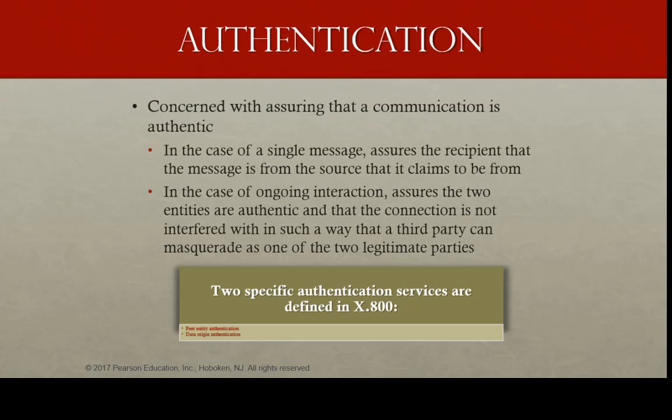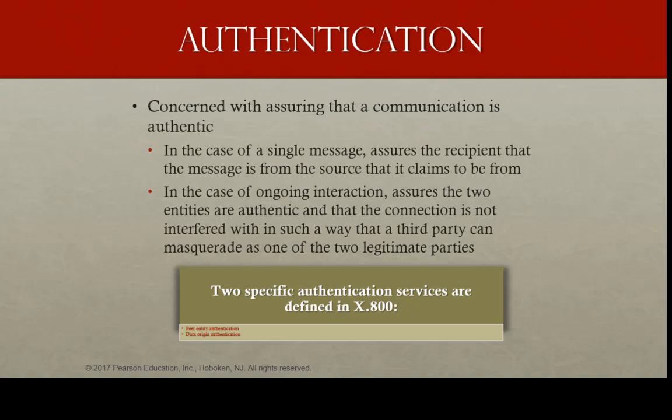Two specific authentication services are defined in X.800. Peer entity authentication provides for the corroboration of the identity of a peer entity in an association. Two entities are considered peers if they implement the same protocol in two different systems, for example, two TCP modules in two communicating systems.